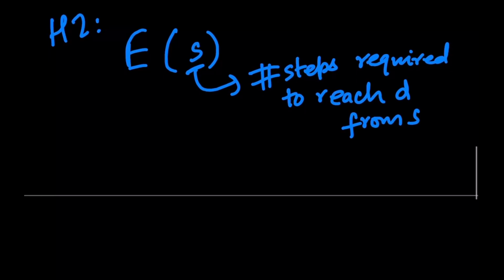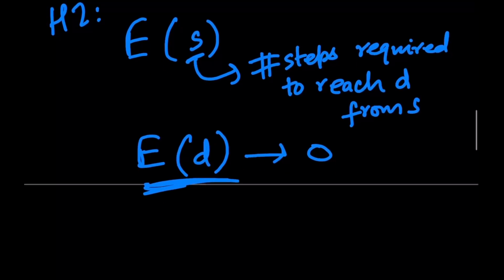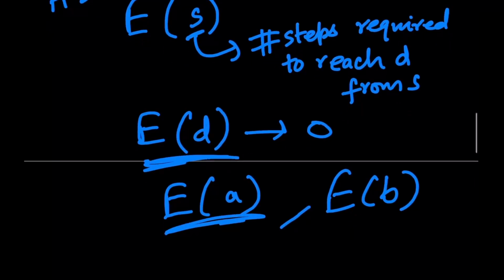Now, the second hint I'd give you guys is, well, first of all, let's define some things. So if we try to calculate E of S, what is E of S first of all? It denotes the expected number of steps required to reach D from S. And similarly, E of D is 0, because that is the expected number of steps required to reach D from D. And similarly, I can also define E of A and E of B. E of A would just be the expected number of steps required to reach D from any point A, and B is also similar.